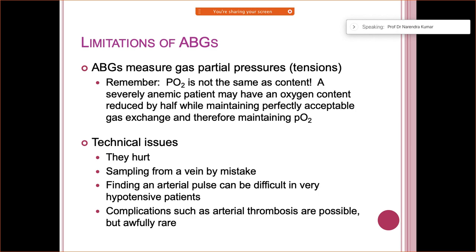Let me give you an example. A severely anemic patient may have an oxygen content which is reduced by half, while maintaining perfectly acceptable gas exchange, and of course therefore maintaining a good PO2 as well. But is that normal or abnormal? That's what we need to think.